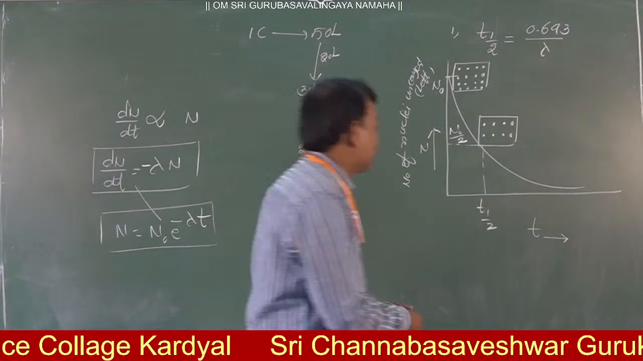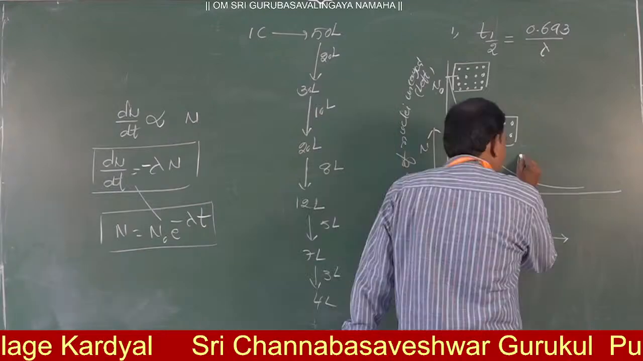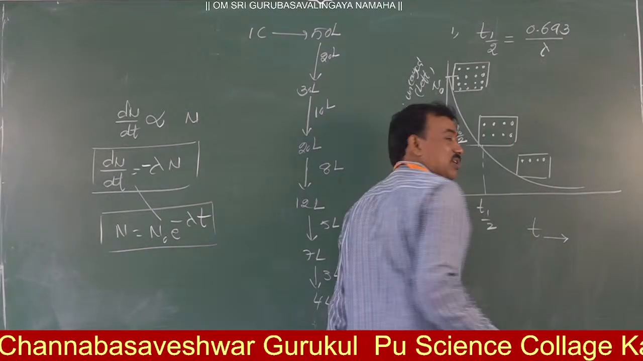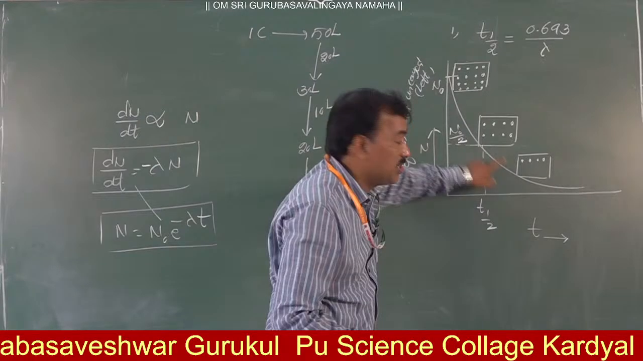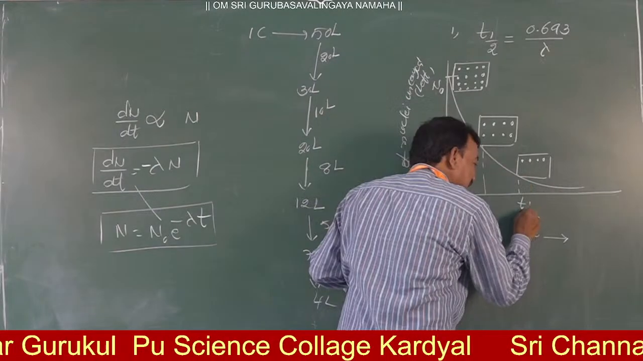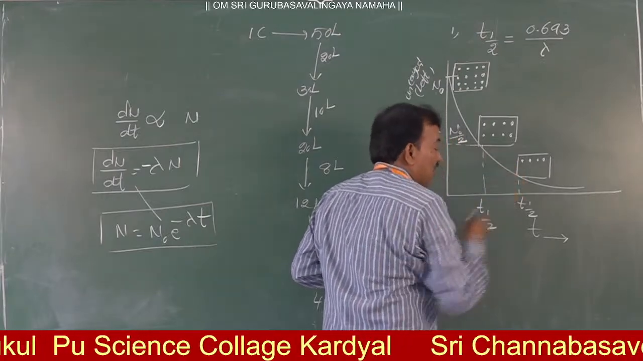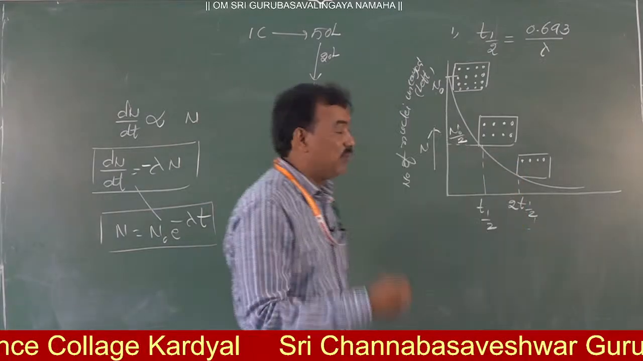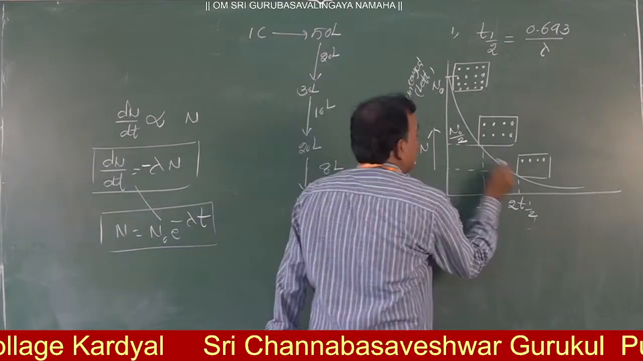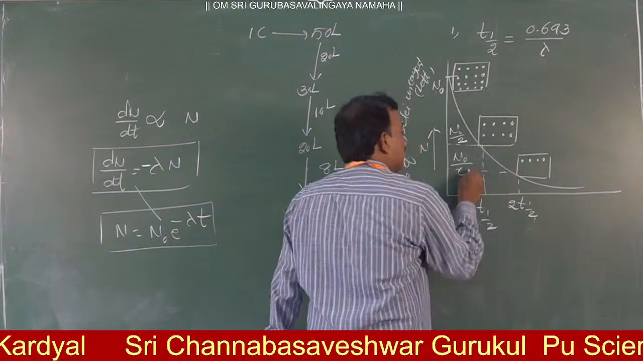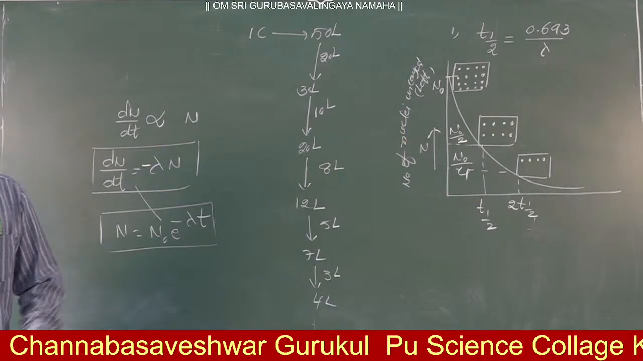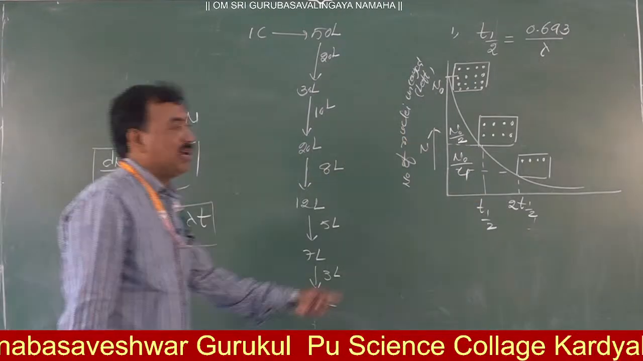Again, the next one. Suppose this one is again 8. Again after some time, this is half of the value. So this is again a half lifetime, T½. From the beginning it is how much? This is 2T½. So this one is N₀/2 by 2, that is equal to N₀/4. Clear this one? So N₀/2, again next one N₀/4.